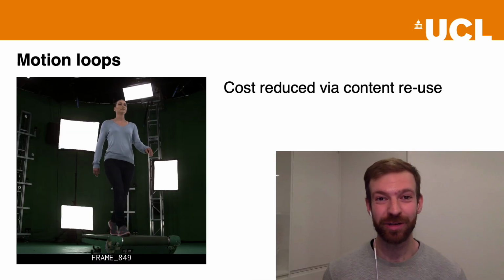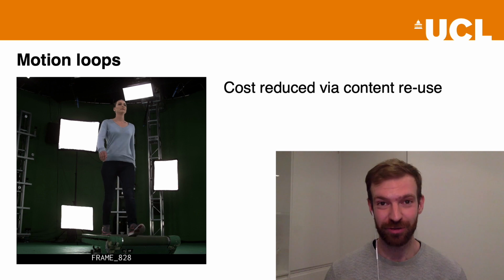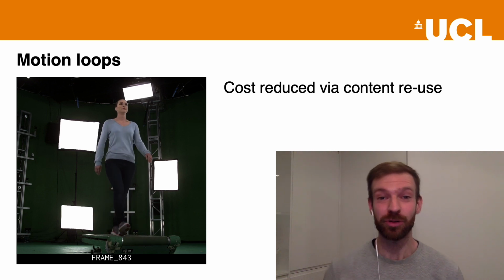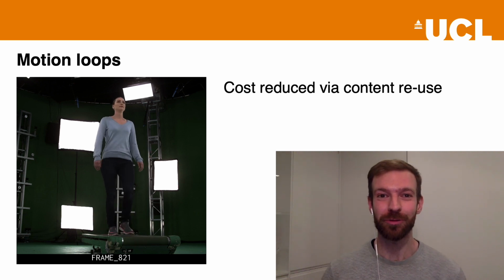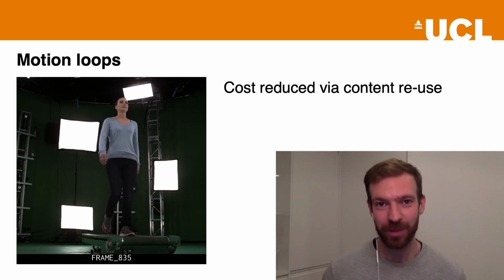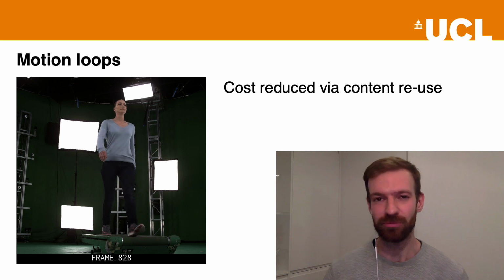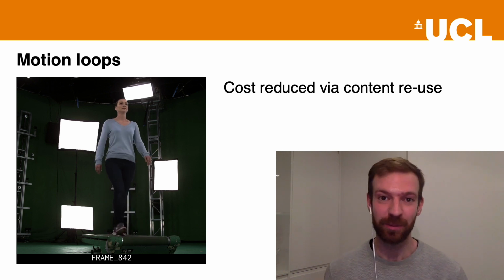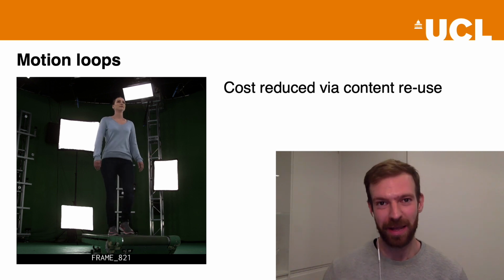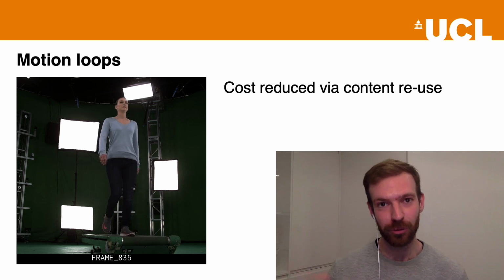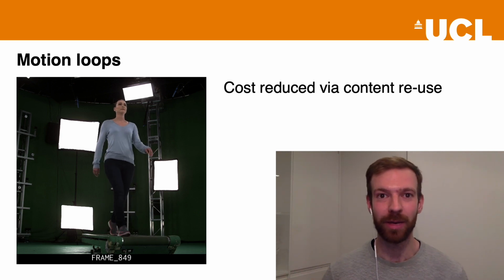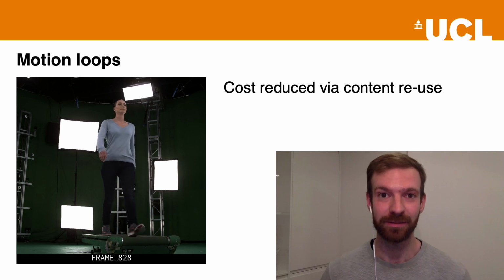So one way to address the cost issue is through content reuse. So for example, you could use motion loops where you process quite a short piece of content and then repeat it. This is useful if you have, for example, a walk cycle where the repetitive motion of the cycle means that you can loop back into the content in a way that it can easily be disguised.